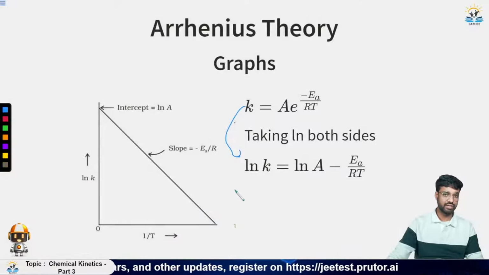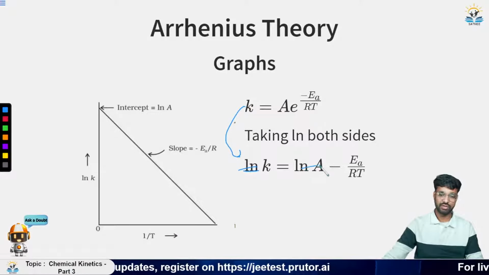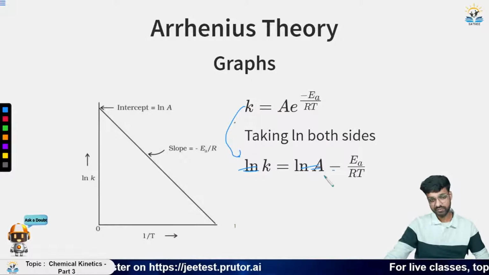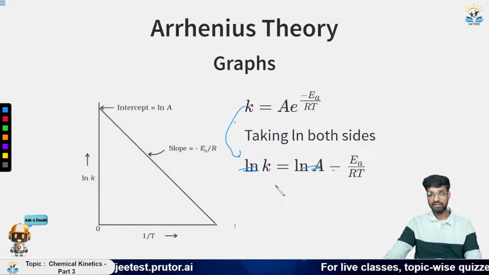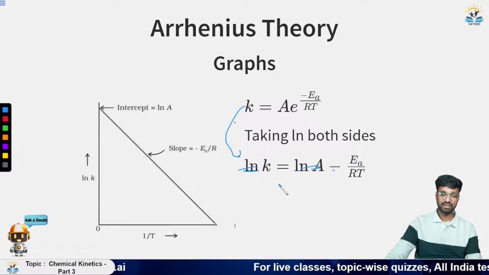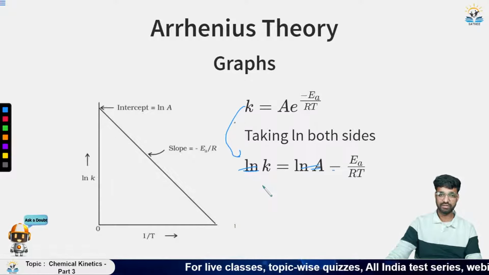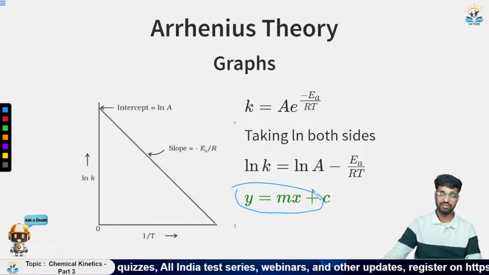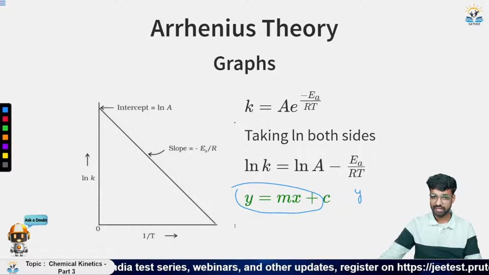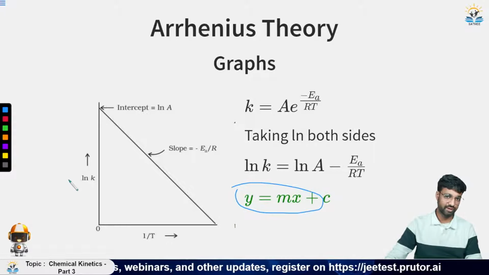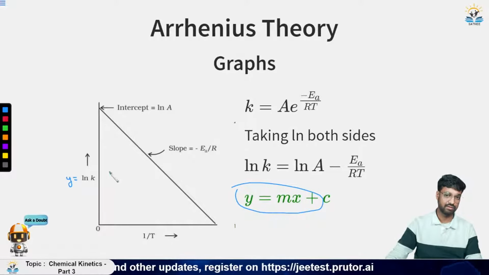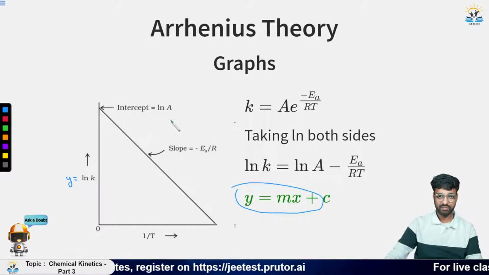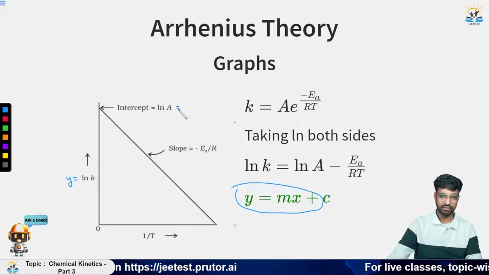The same equation is written here also, that is ln k = ln A - Ea/RT. Further, we have studied about graphs in the previous class. So we know from the equation of a straight line that y = mx + c. If you rearrange this equation in this form, then you will get the value of y as ln k, and the intercept, ln A, which is constant, is equal to c.